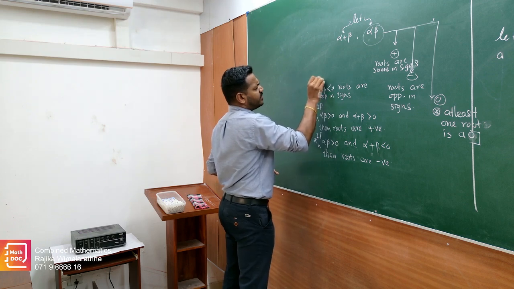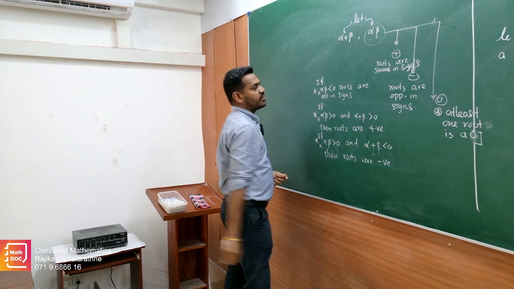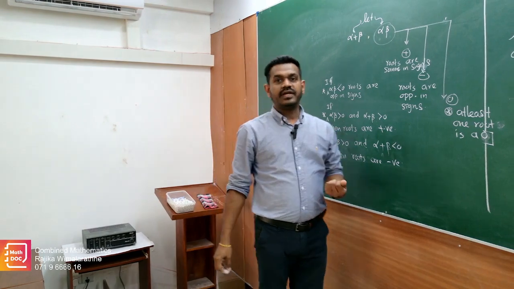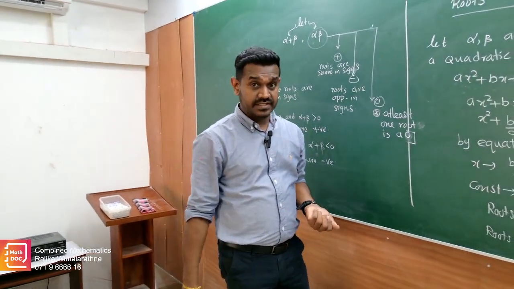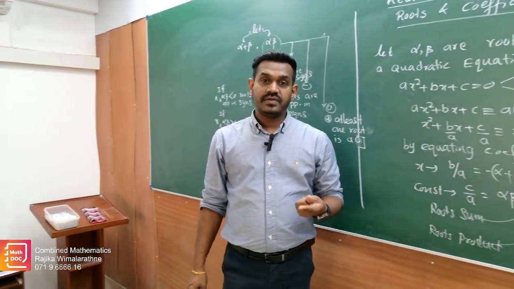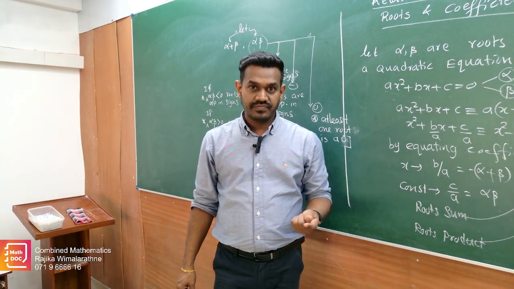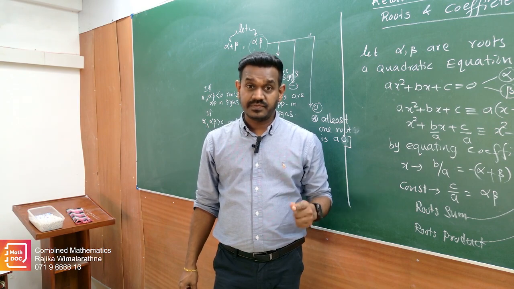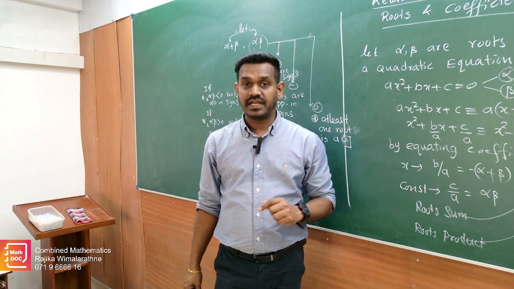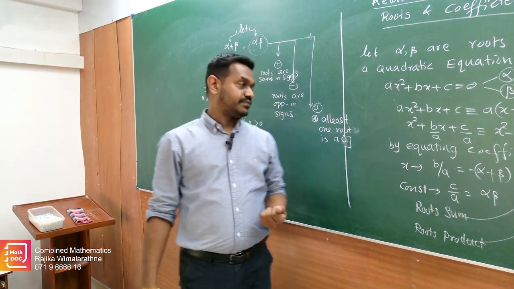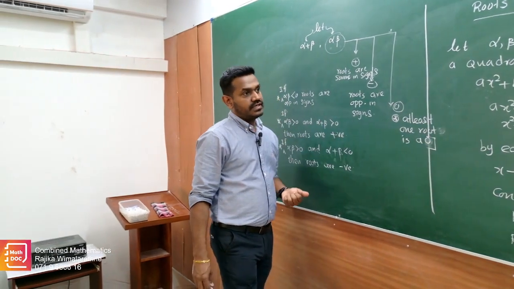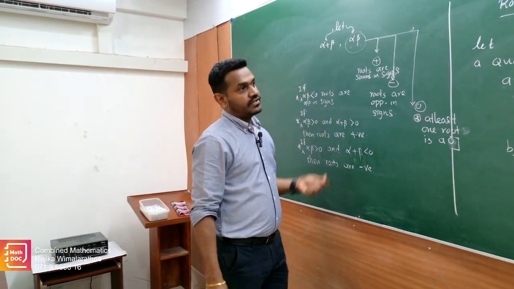If alpha beta is less than 0, the roots are opposite in sign. If alpha beta is greater than 0, the roots are the same in sign. If alpha beta is greater than 0 and alpha plus beta is greater than 0, both roots are positive. If alpha times beta is greater than 0 and alpha plus beta is less than 0, both roots are negative. Okay, that's how we find the sign of the roots.